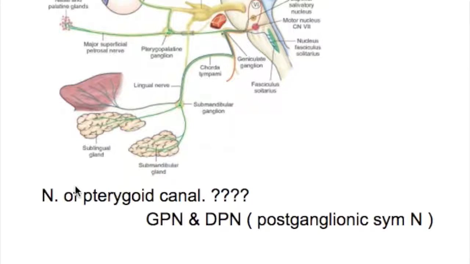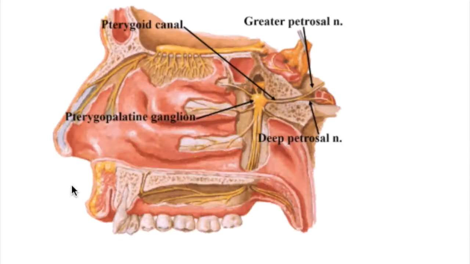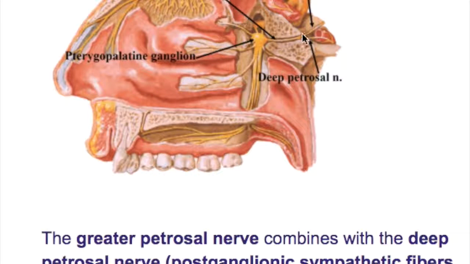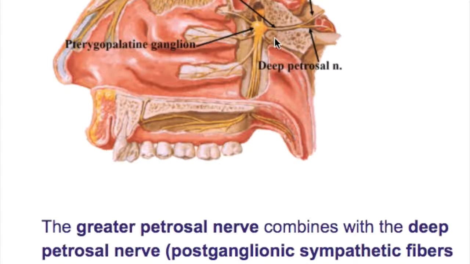And what's the nerve of the pterygoid canal? The nerve of the pterygoid canal is formed by the greater petrosal nerve and the deep petrosal nerve. They unite to form the nerve of the pterygoid canal. So what's the deep petrosal nerve? This is a postganglionic sympathetic fiber from the superior cervical ganglion, whereas the greater petrosal nerve carries the preganglionic parasympathetic fibers to the lacrimal gland. Both of them unite to form the nerve of the pterygoid canal.